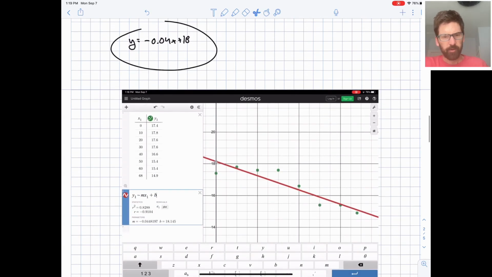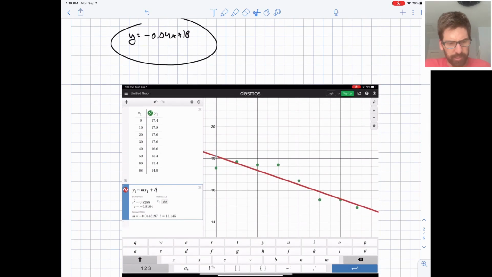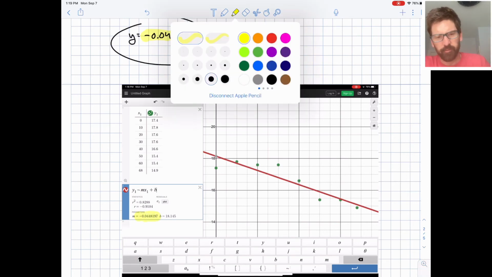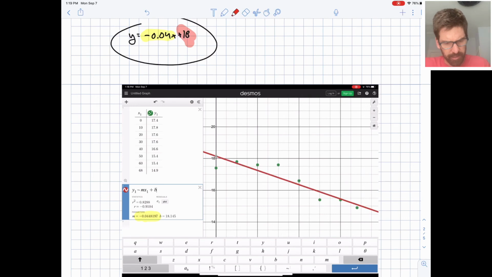Okay, so we have the equation by hand up top and the coefficients down below. So we got a slope of negative 0.04, and Desmos agrees with us. Okay, so that's pretty nice. And then separately, we got a y-intercept of 18, and Desmos is in pretty close agreement with us as well.